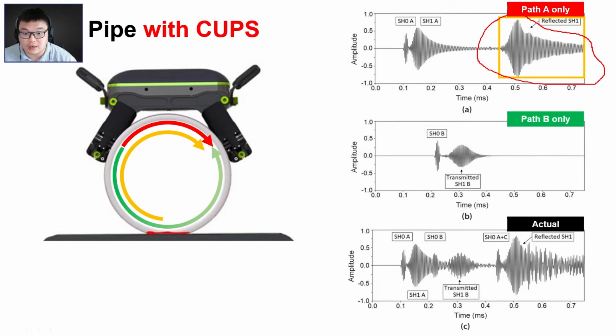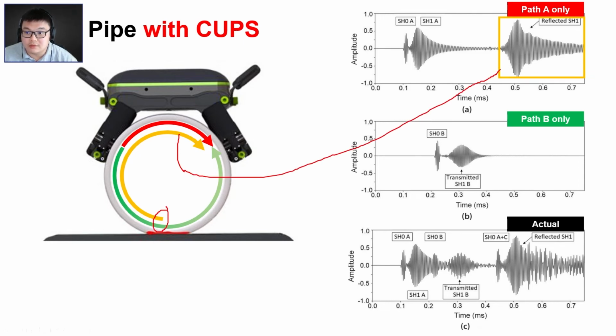I'm going to draw it out to illustrate the point. Imagine the path B signal going down, and there is a reflection that occurs because of the defect. Therefore this reflected SH1 comes back in the opposite direction, so it goes from B to the path A direction, and the reflection is going back towards the receiver like this. This orange path here, which is the reflection from the B path signal, is causing this pulse of signal here.